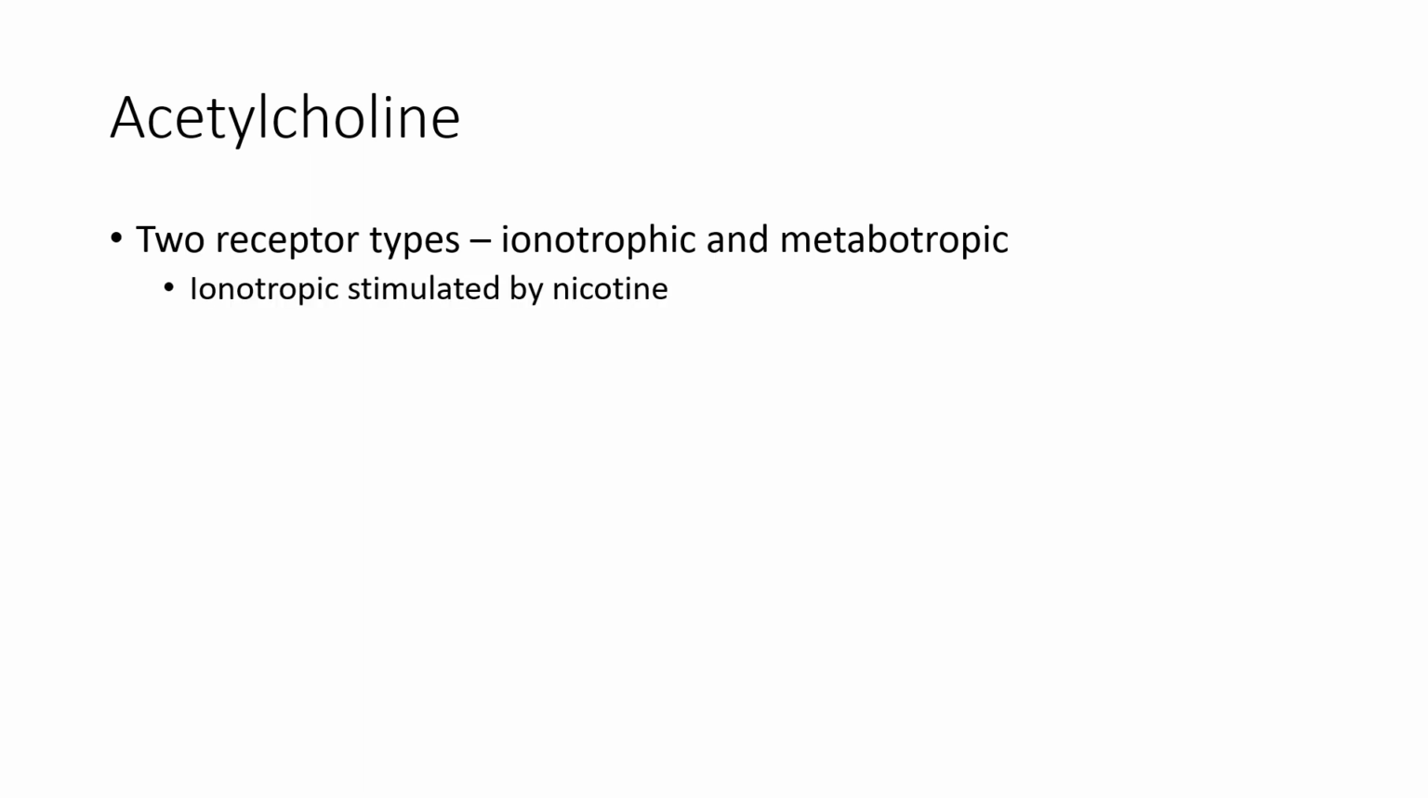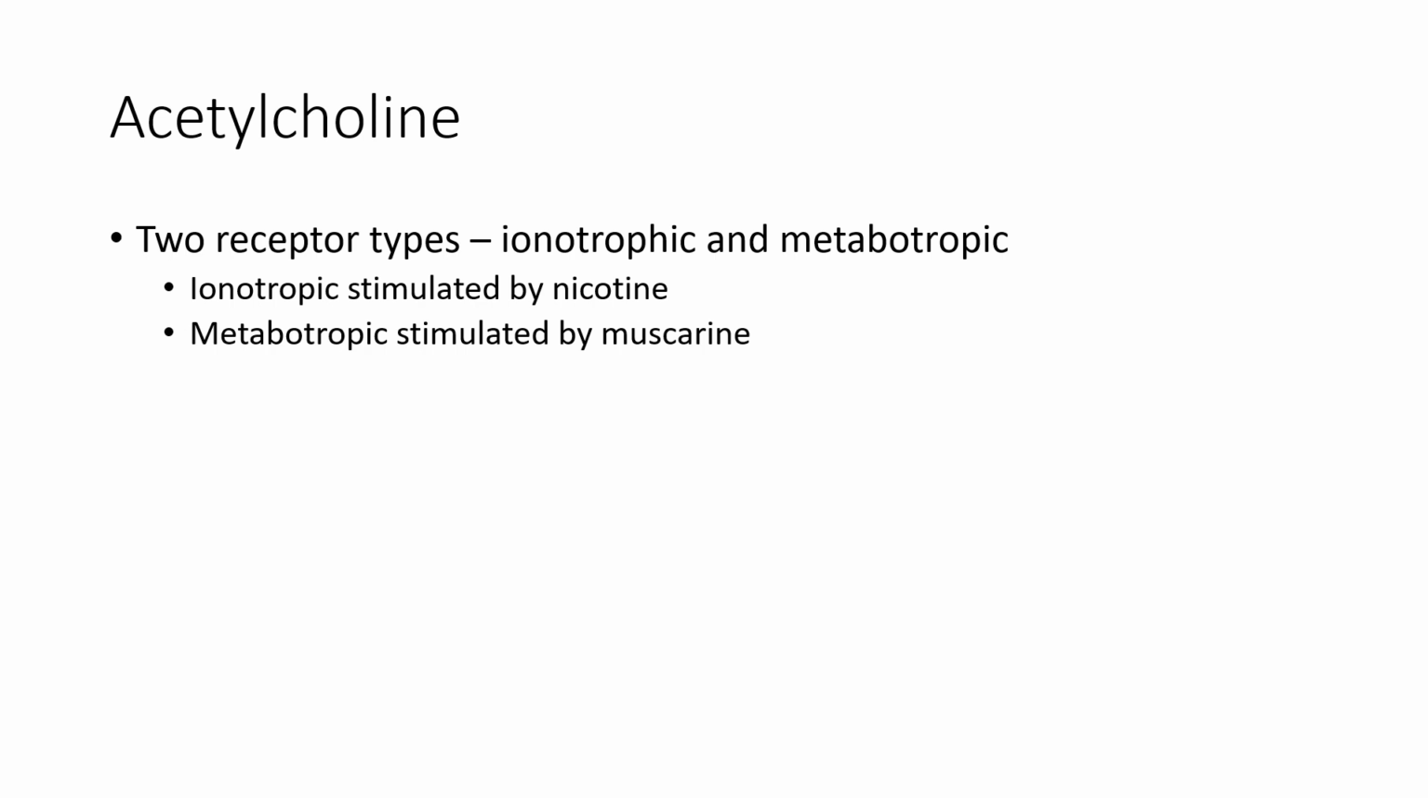Now, the inotropic is actually stimulated by nicotine. And we see this much more in your peripheral nervous system. If you think about it, muscles in your peripheral nervous system need to be very reactive, need to be able to react quickly. The inotropic receptor sites are going to act more quickly because there's not that second step involved. So there's more inotropic receptor sites in your peripheral nervous system, and they are stimulated by nicotine.